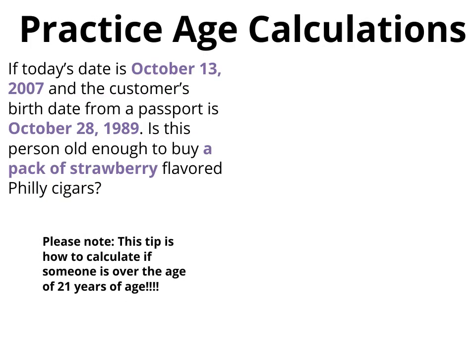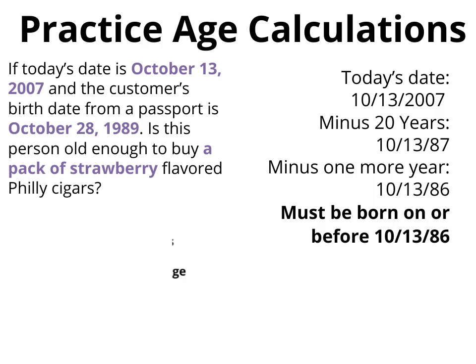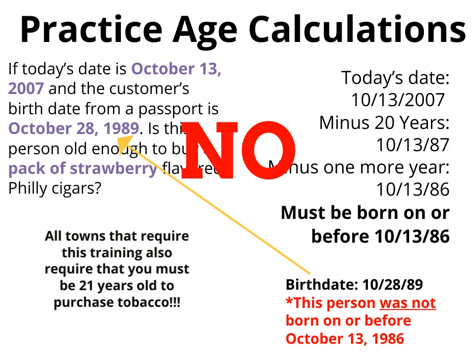Let's try another exercise. If today's date is October 13th, 2007, and the customer's birth date from a passport is October 28th, 1989, is this person old enough to buy a pack of strawberry-flavored Philly cigars? Remember, today's date minus 20 years, then minus one more year. Is this person born on or before October 13th, 1986? The answer is no. This person is not able to purchase tobacco products as their birth date is after October 13th, 1986.